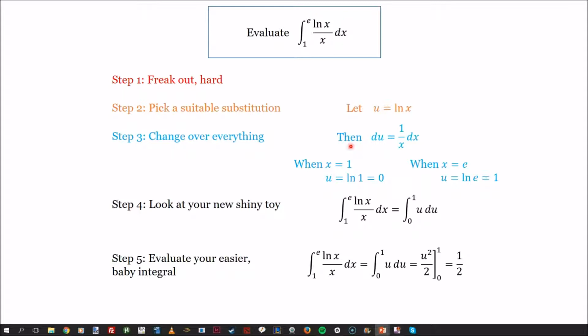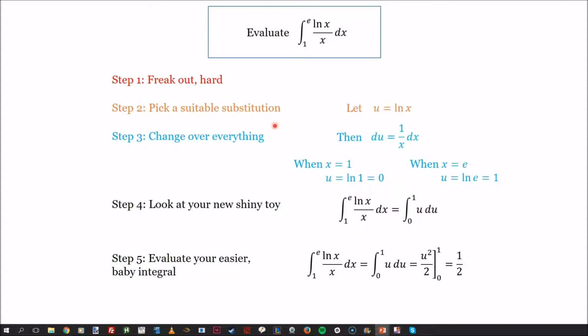Awesome. Now we need to worry about the points of integration here. When x is equal to 1, what's u going to be? Well, we said u is equal to ln x. So when x is equal to 1, u is equal to ln 1, which is 0. So if x starts at 1, u starts at 0. When x is equal to e, we get u is equal to ln e, which is 1. So u is going to go from 0 to 1.